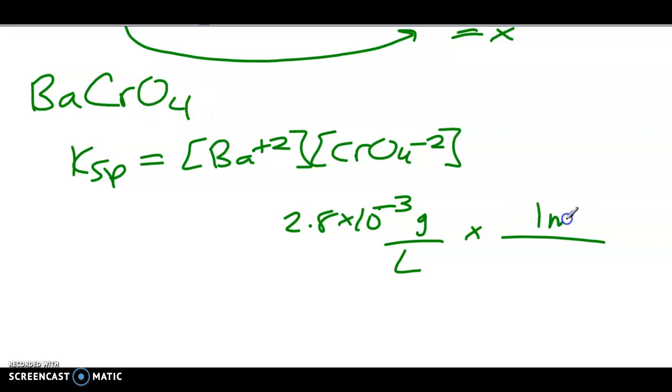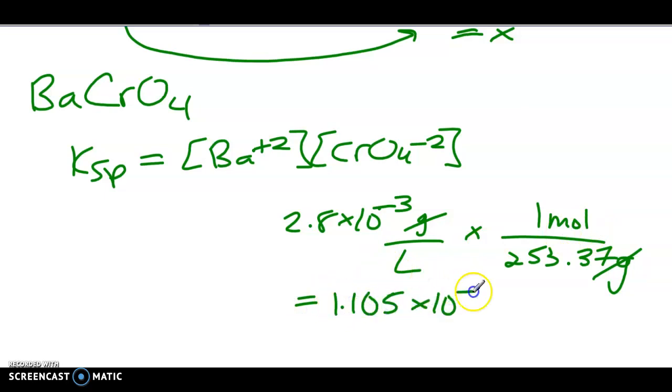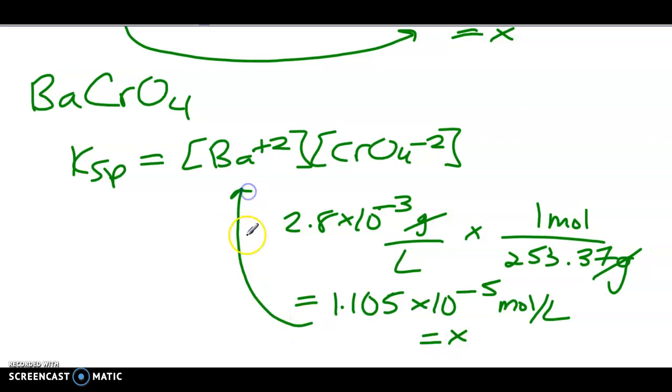So in 1 mole, we have 253.37 grams. And remember, I always tend to do 2 decimal points for molar mass. So that's going to end up giving us moles per liter, which is exactly what we want. So I'm not going to round here, but this is our concentration in moles per liter, which would be equal to our x, which, because it's a 1-to-1 ratio, we would pop in as our 2 concentrations.